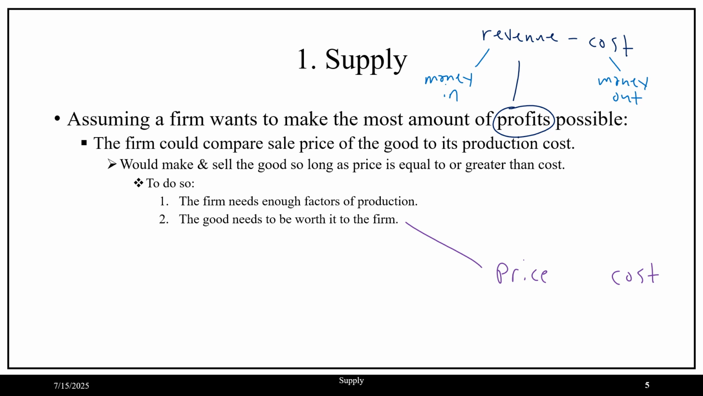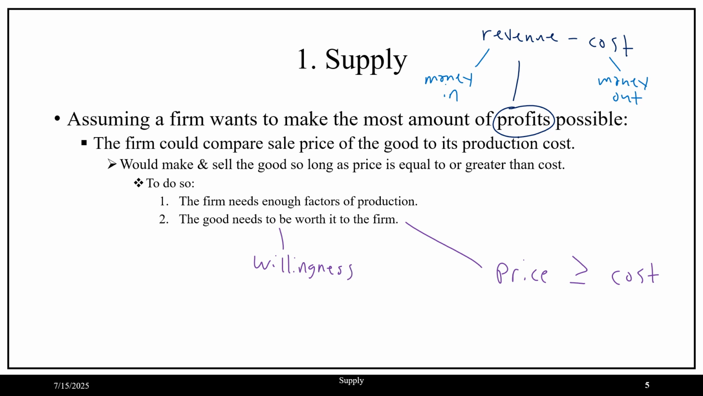Whereas if price was equal to cost, they'd be breaking even. So they may be indifferent, and so that seems like something they would want to pursue. And if price was greater than cost, they'd be earning positive profits, which is something that they would want. So then it needs to be worth it to the business. And what this means is that they need to be at least breaking even to consider producing a good or service.